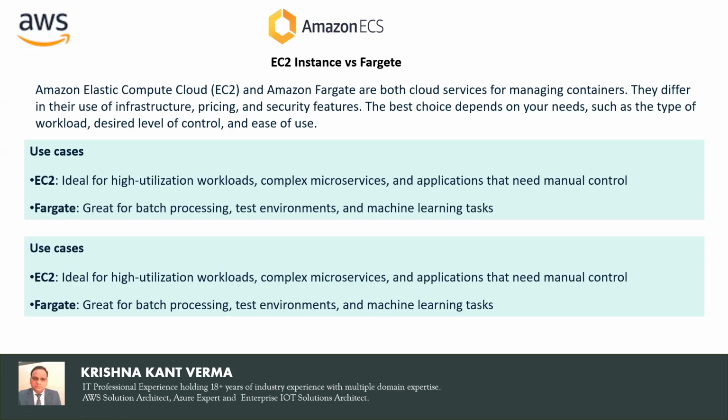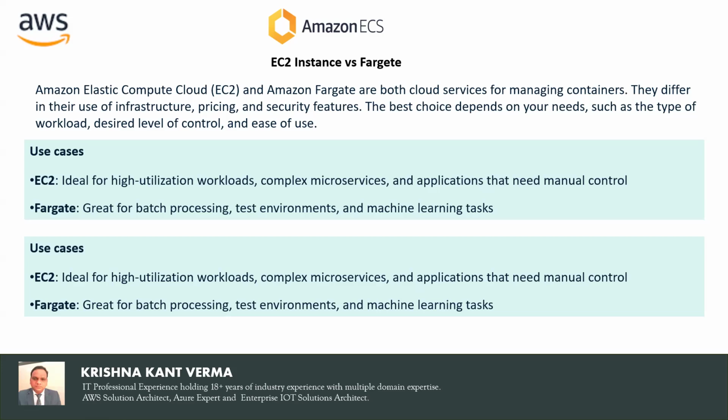Fargate is great for batch processing, test environments, and machine learning tasks, for those kinds of tasks which don't require much manual intervention, like scheduling any batch processing, any background job, monthly payroll processing, generating yearly analysis reports, and machine learning workloads. Those kinds of scheduled background tasks, where no manual user intervention is needed, we can run on Fargate. These are the requirements that help us decide whether to select the EC2 launch type or the Fargate launch type.